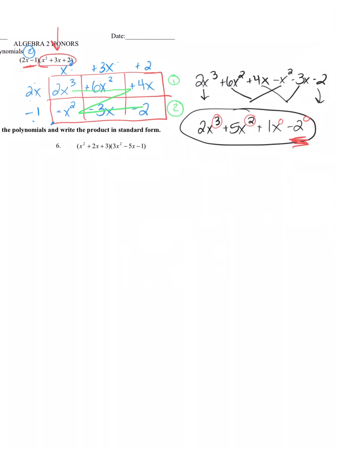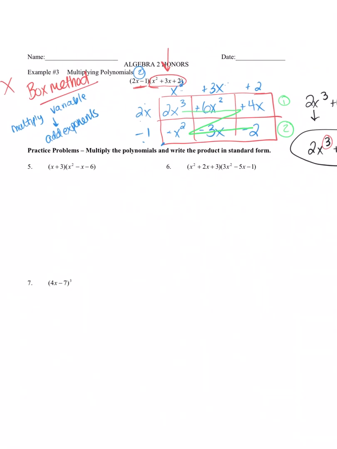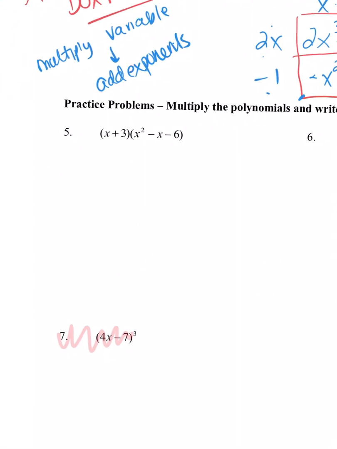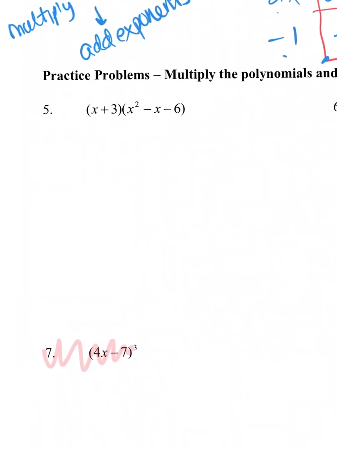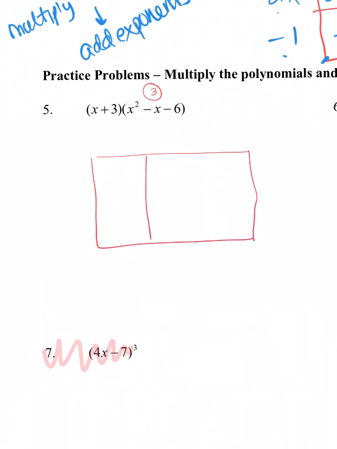Okay? Now, we are going to do numbers 5 and 6 together. We are not completing number 7, so don't worry about number 7, okay? All right, let me zoom in so I have more room. Now this one is set up just like the first one. So I see that I have a parenthesis with 3 terms. So on top, I need to make boxes for 3 terms. And on the side, I only have 2. So I need to make boxes for only 2 terms.